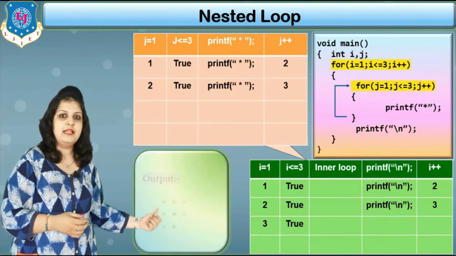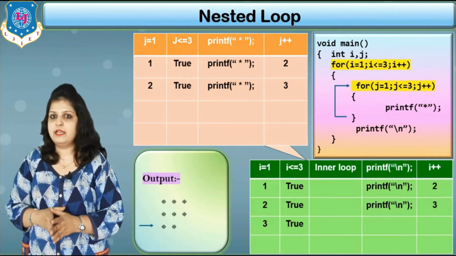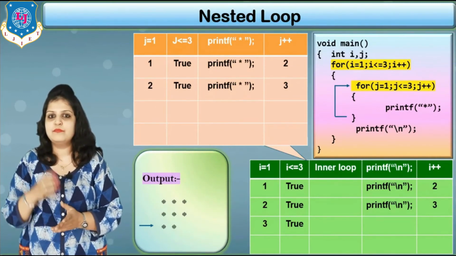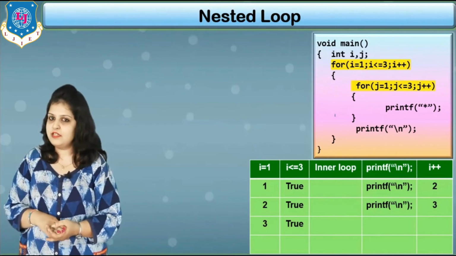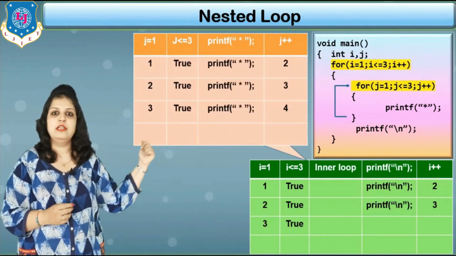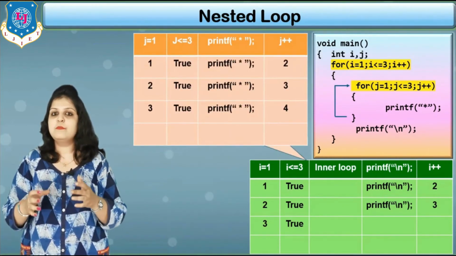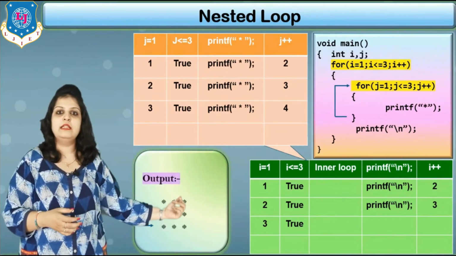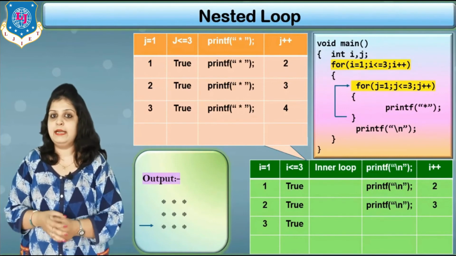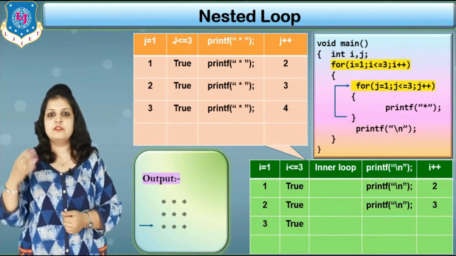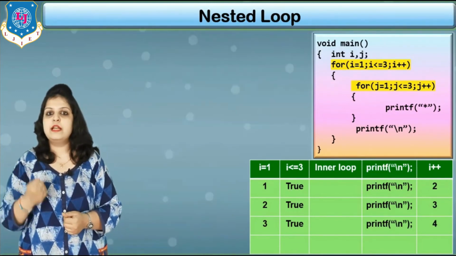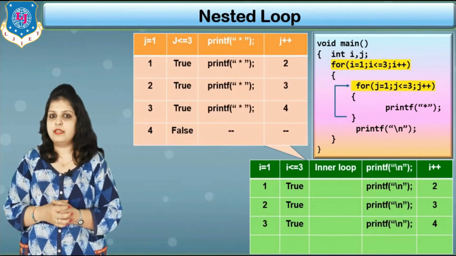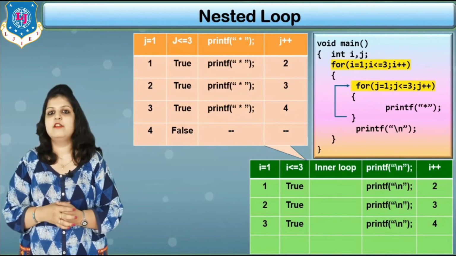So in the third line the second star will be printed, and then after that j plus plus. So next j becomes 3. Again check the condition, again condition true, 3 less or equal to 3. So printf star will be executed. So in the third line the third star will be printed, and then after that j plus plus. So j becomes 4 now. Now check the condition that 4 less or equal to 3, yes, no, condition false.